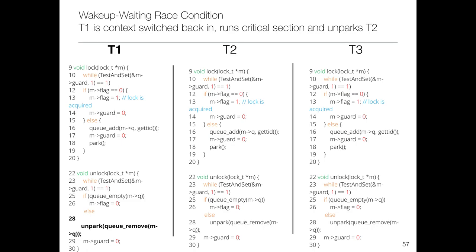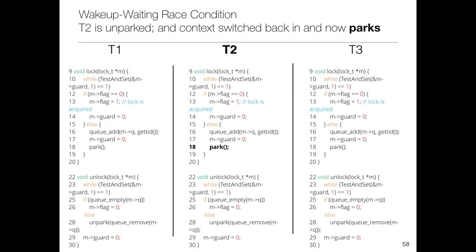It sees if the queue is empty or not. No, the queue is not empty because T2 has been added to the queue. It now unparks. So unpark will basically say that thread T2 has to be woken up. So thread T2 is woken up, but that doesn't do anything significant because thread T2 is still running only. And now thread T2 gets back the context. It calls park. Okay.